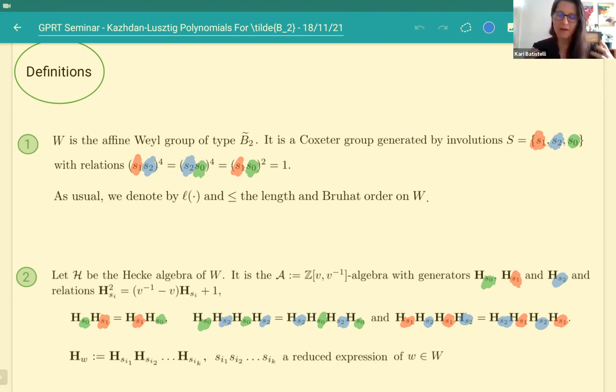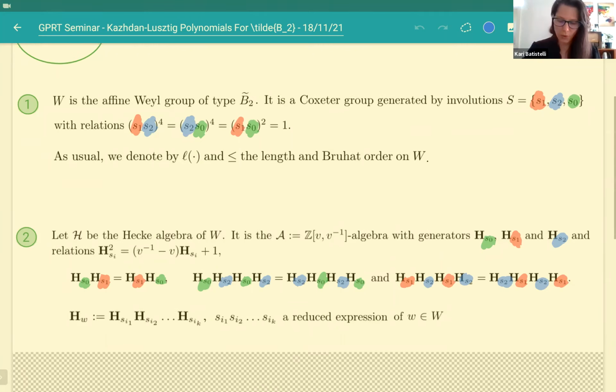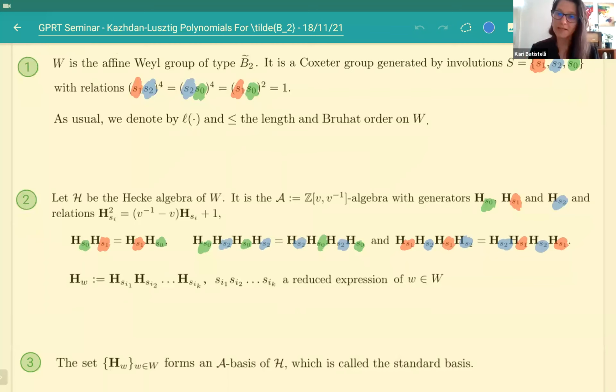If we have a reduced expression in the Weyl group, then we can write that element as the product of the generators in the corresponding order. These elements form a basis. This is called the standard basis of the Hecke algebra. But it's not the only basis that the Hecke algebra has.